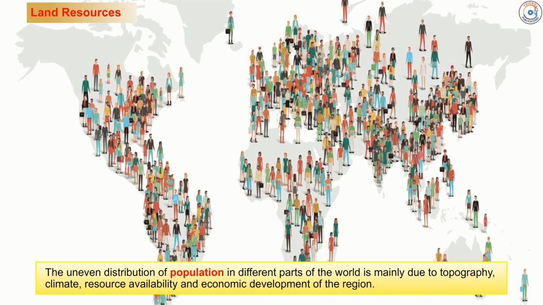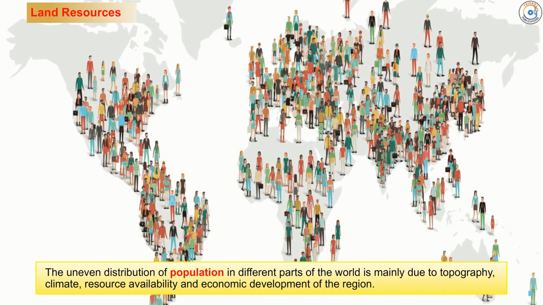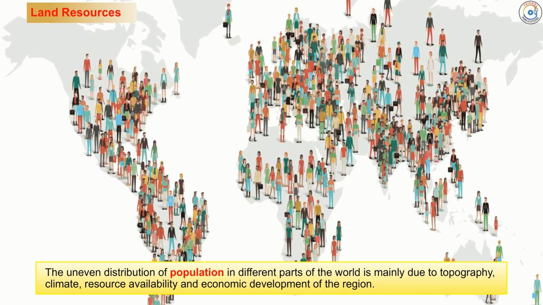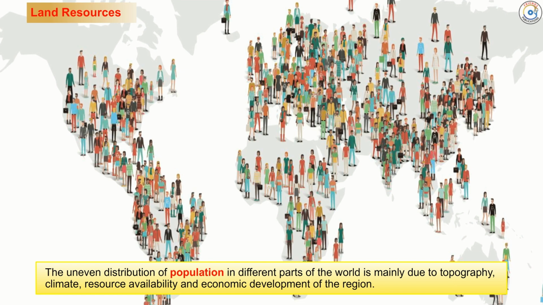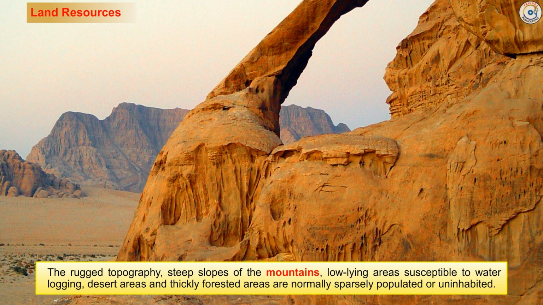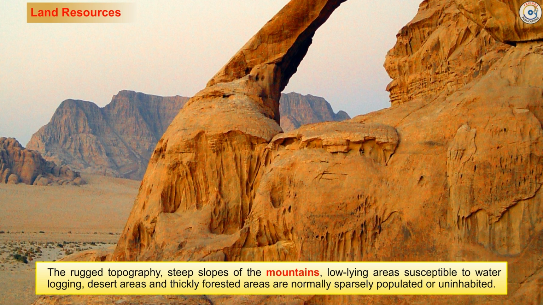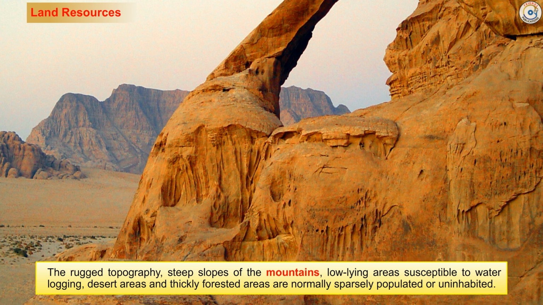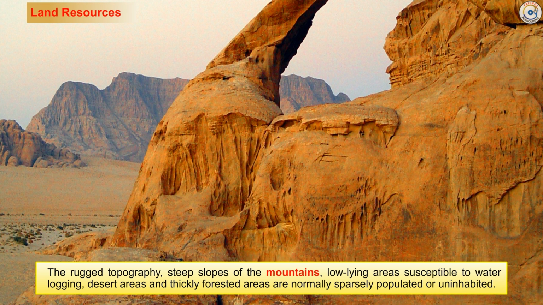The uneven distribution of population in different parts of the world is mainly due to topography, climate, resource availability, and economic development of the region. The rugged topography, steep slopes of the mountains, low-lying areas susceptible to waterlogging, desert areas and thickly forested areas are normally sparsely populated or uninhabited.